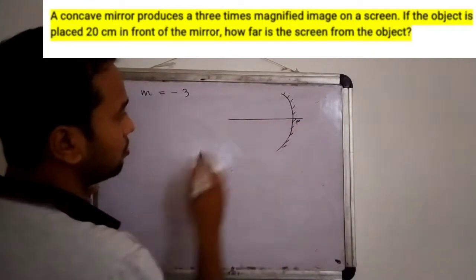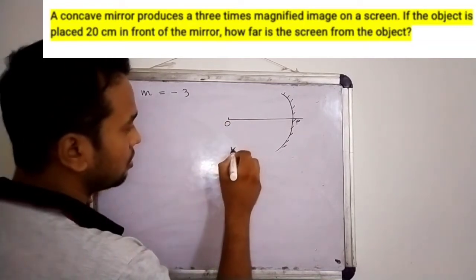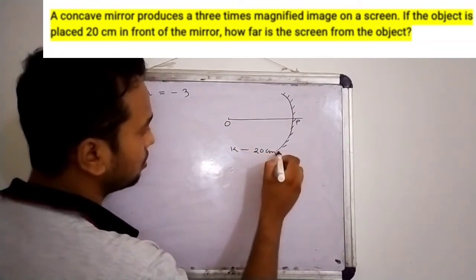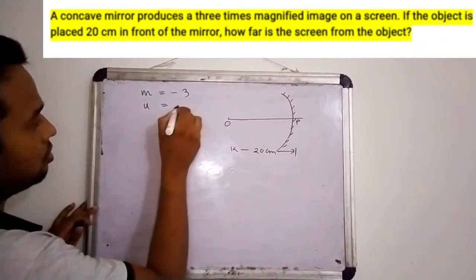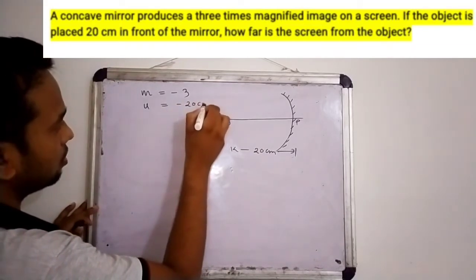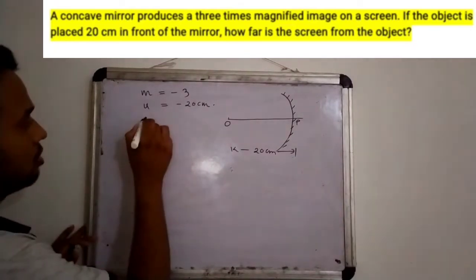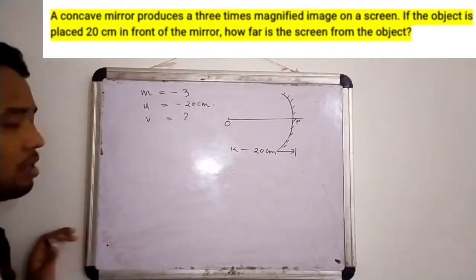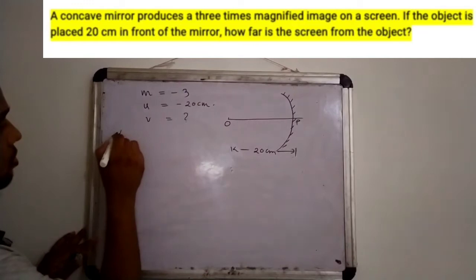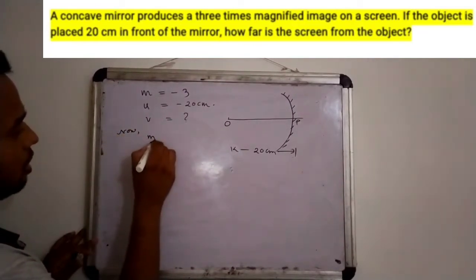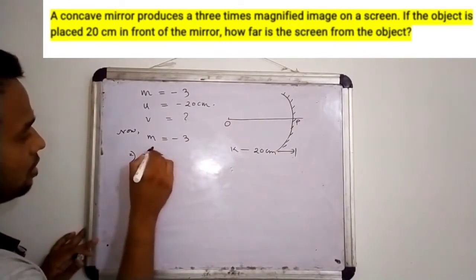Now this is the pole. An object is placed at a distance of 20 centimeter from the pole. That means object distance is equal to minus 20 centimeter. Now we have to calculate the image distance. So magnification m is equal to minus 3. The formula of m is minus v by u.